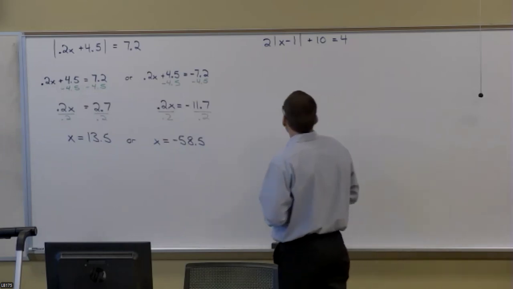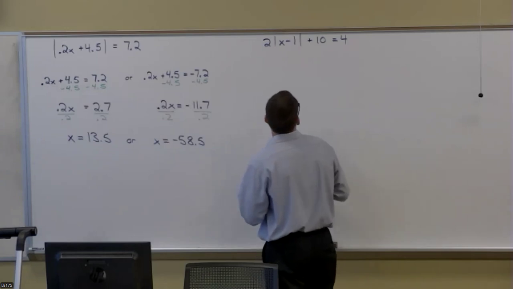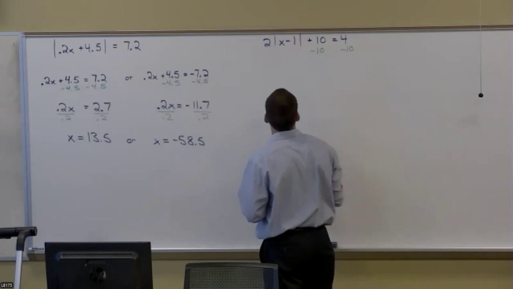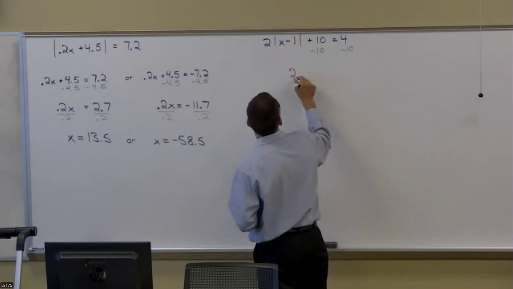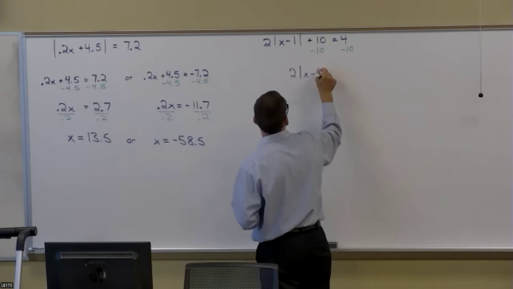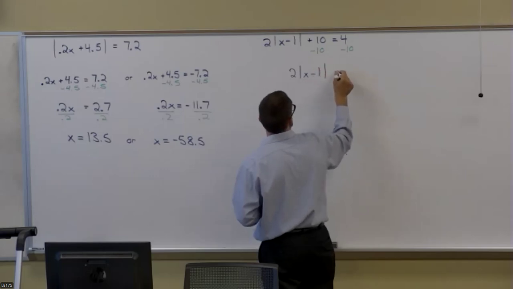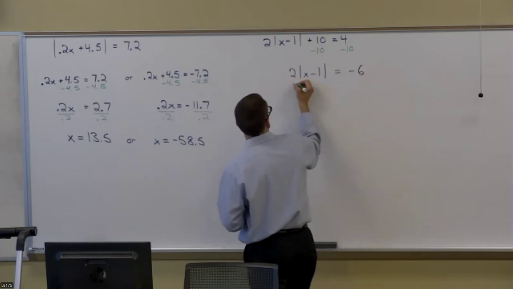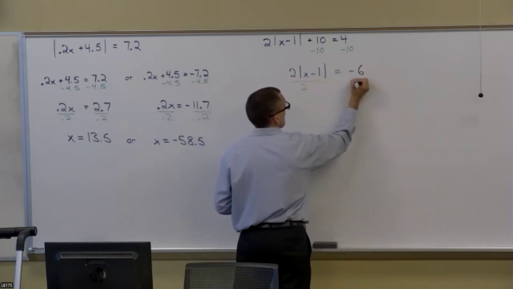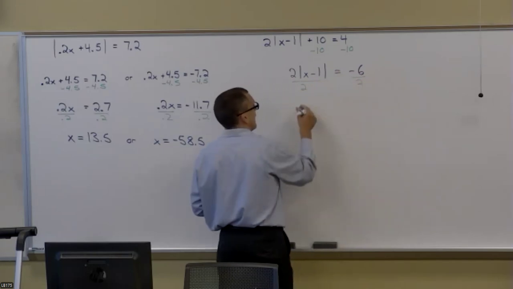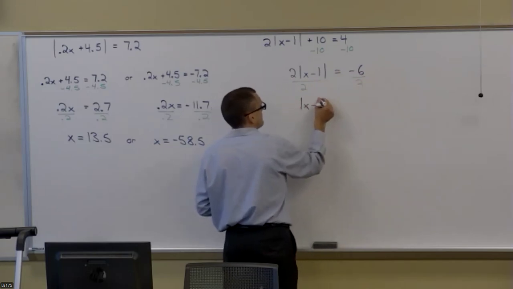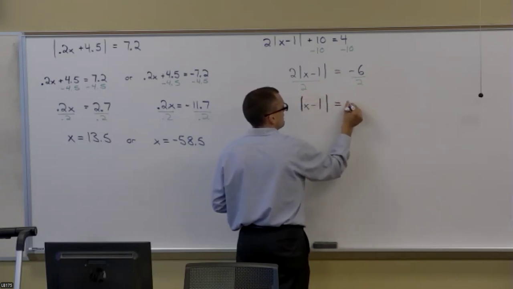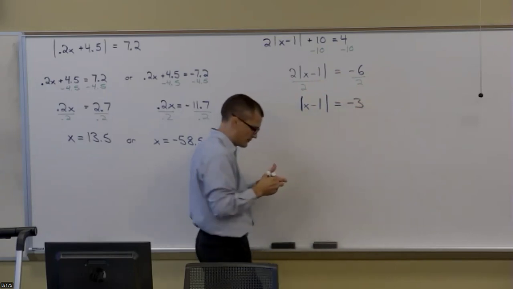For this second problem, what we're going to do is subtract 10 from both sides first. That will give 2 times the absolute value of x minus 1 is equal to negative 6. Then I would divide both sides by 2. And you get the absolute value of x minus 1 on the left-hand side is equal to negative 3 on the right-hand side.